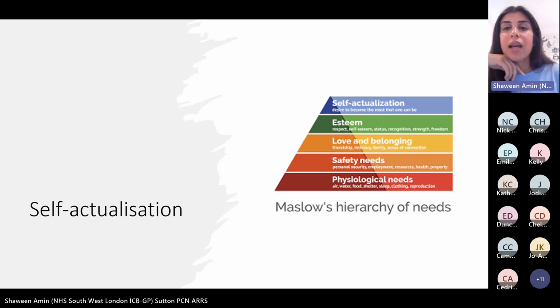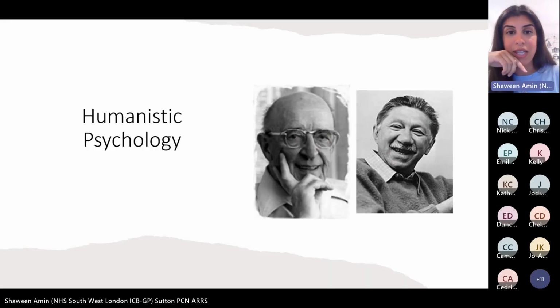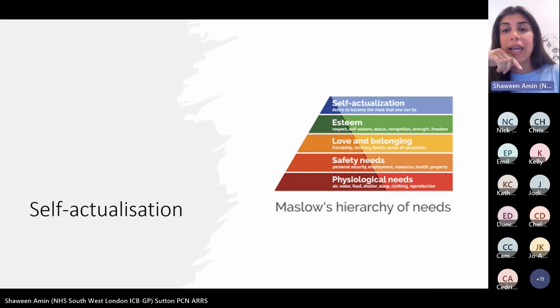So whilst self-actualization is a force within itself, Maslow, the lovely gentleman on the right of this slide, believed that human behaviour is also motivated by needs. So as well as self-actualization directly motivating, we have human needs that motivate people to act.